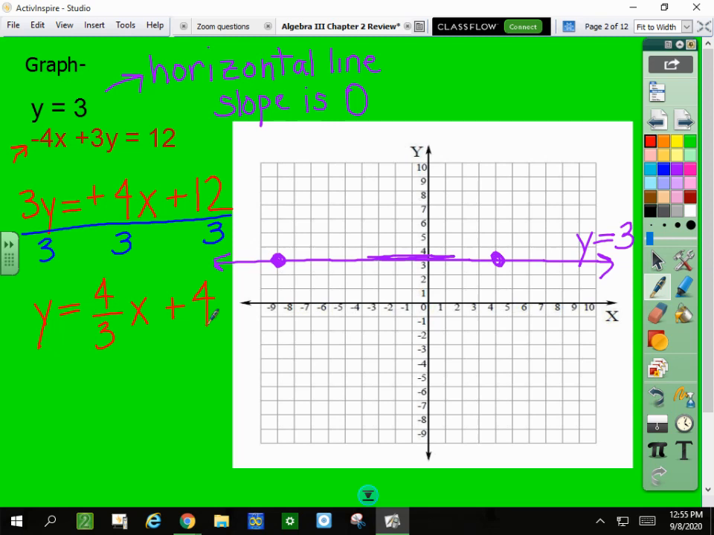So we added 4x to both sides, divided the equation by 3, and so now we have the equation in slope-intercept form. So the y-intercept is 4, and the slope is 4/3. So slope is rise over run. So we're going to rise 4 and go over 3. Now the slope is still positive, so the line will be rising. So I'm going to go up 4 and over 3.